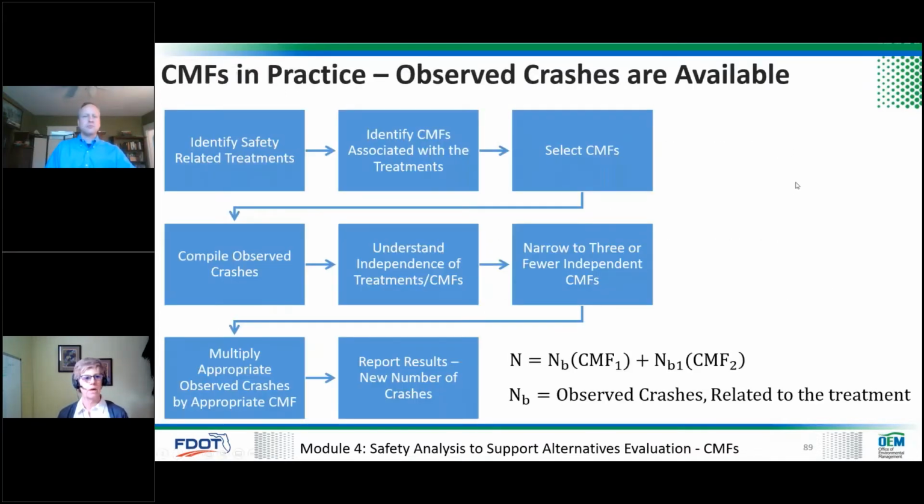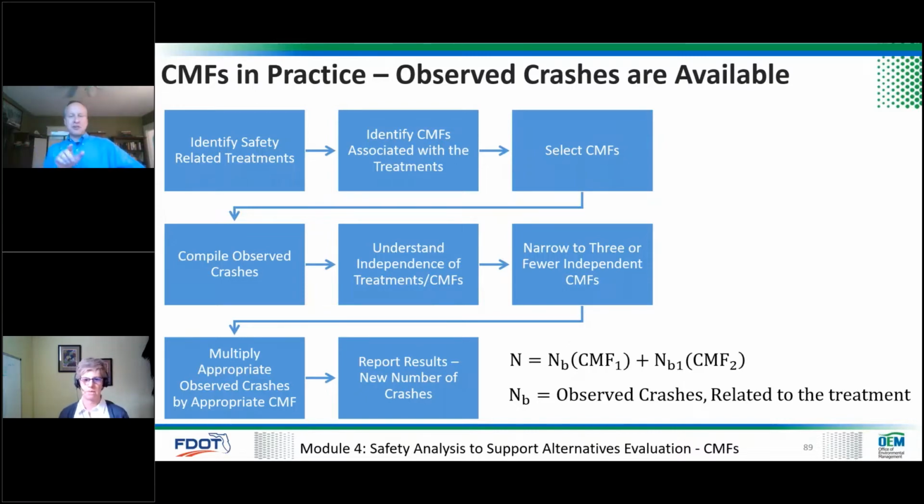How to use them? Again, this is here for as you're starting to do this work. If you're wanting to think about it a little bit, identify what are the treatments that we're applying. Go to the clearinghouse or the Highway Safety Manual. What are the array of CMFs for my treatments? Select the CMF I want to use. Get my observed crash data. Understand the independence between my treatments. Narrow to my 3 or fewer independent CMFs. Do the multiplication. Report results.